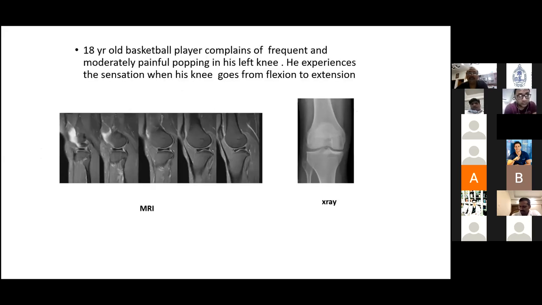So, since somebody read this MRI, this also was asked, I think, in your exam.